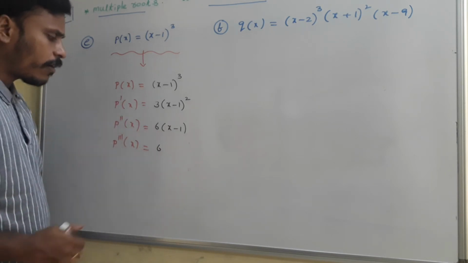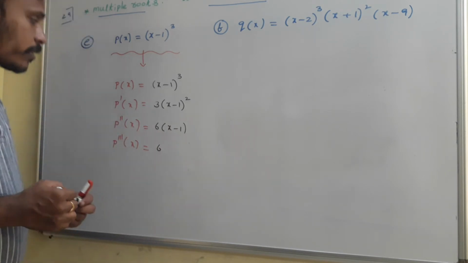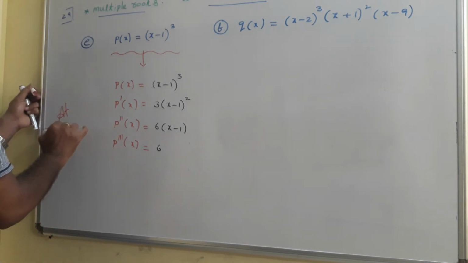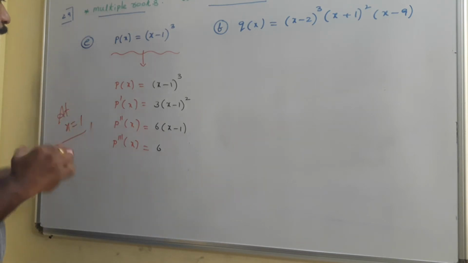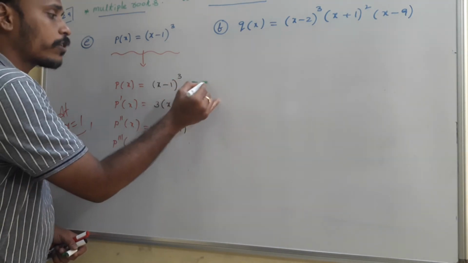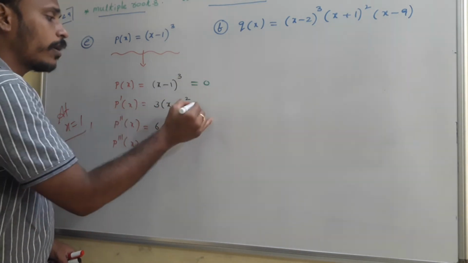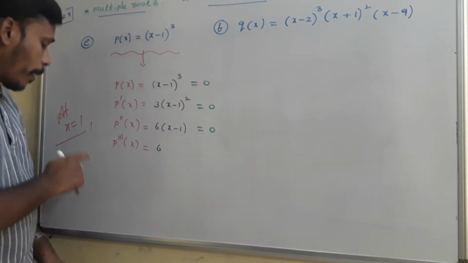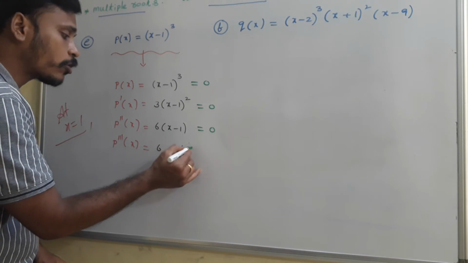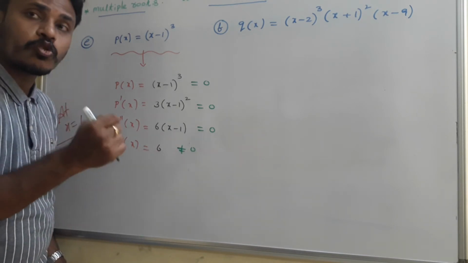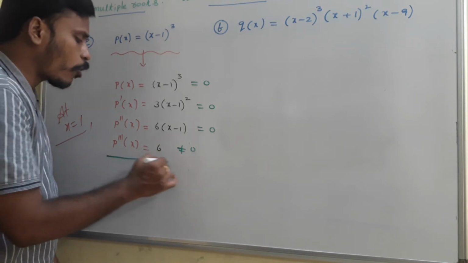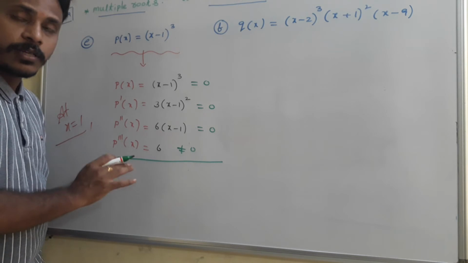When you observe this, since we are trying to find the values at x equals 1, what to say about the value of p of x at x equals 1? This p of x value is 0. At x equals 1, p dash of x is 0. At x equals 1, p double dash of x is 0. But at x equals 1, p triple dash of x is non-zero. If you reach a derivative whose value is non-zero, then you stop the process of finding derivatives. For now it is enough.